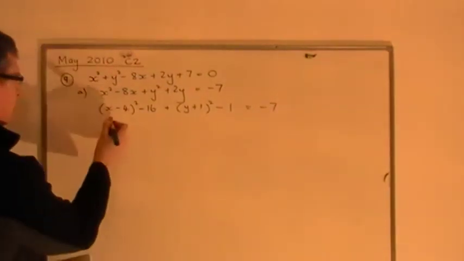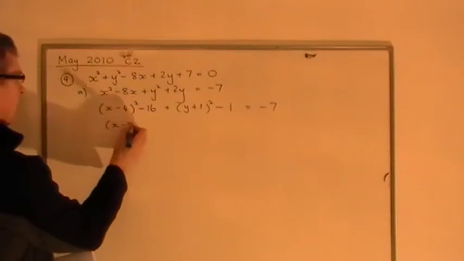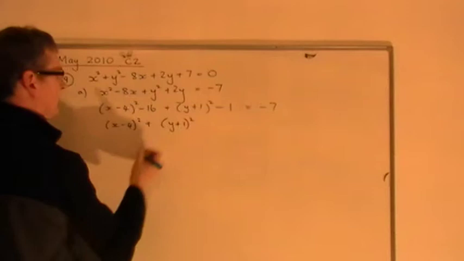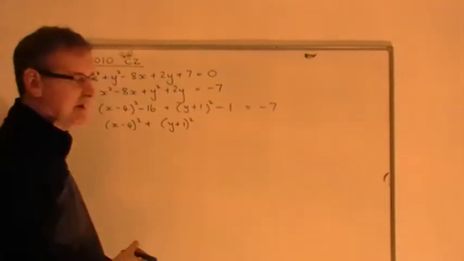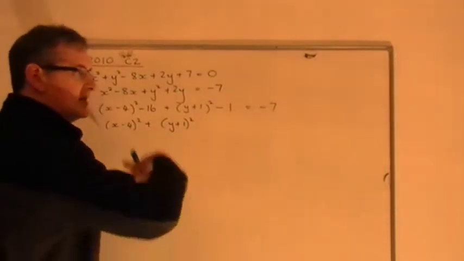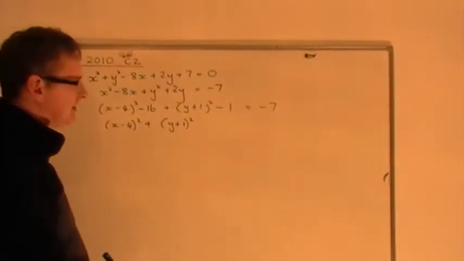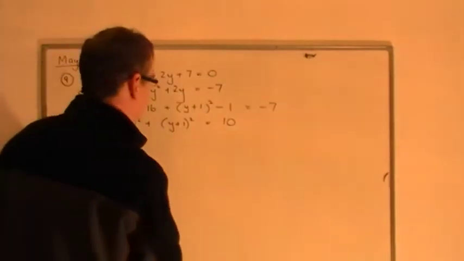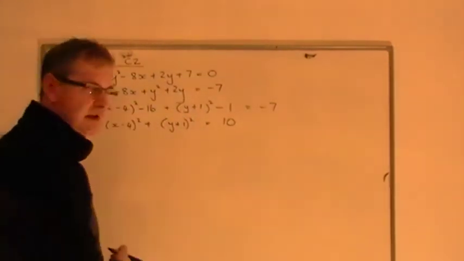Okay, let's just tidy up now. So you're going to get x minus 4 squared plus, then you put the y bracket, and now you take all the numbers to the other side. Minus 16 minus 1 is minus 17. Take it to the other side, becomes plus 17. Plus 17 minus 7 is 10. So we get it in the bracket notation.